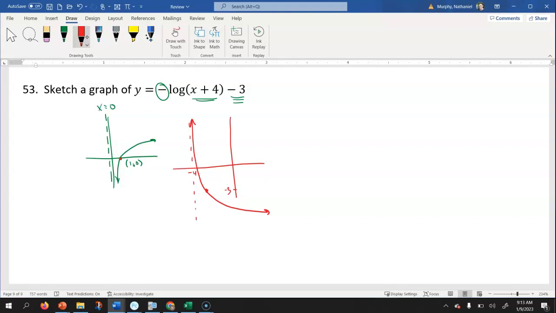So that's what a graph of that logarithm function would look like for number 53. So that's it. Good luck as you finish reviewing chapter 3.